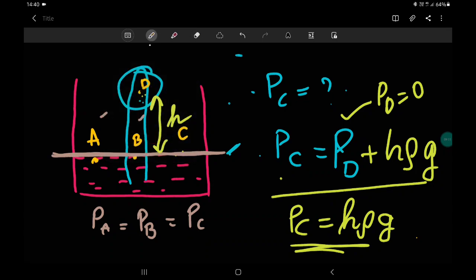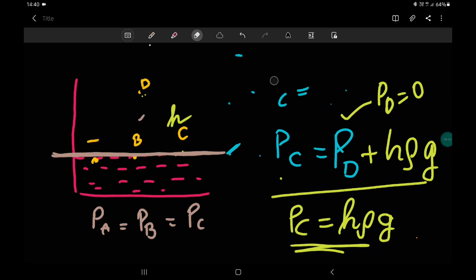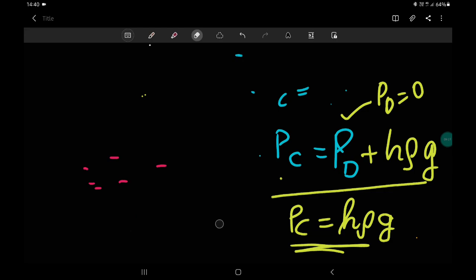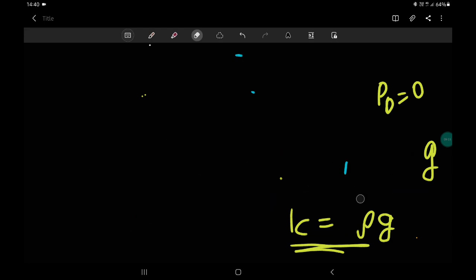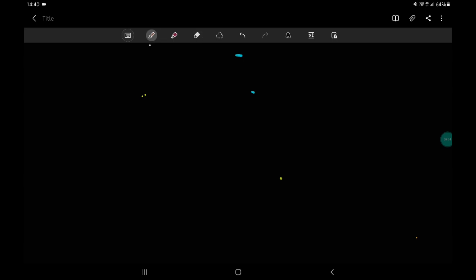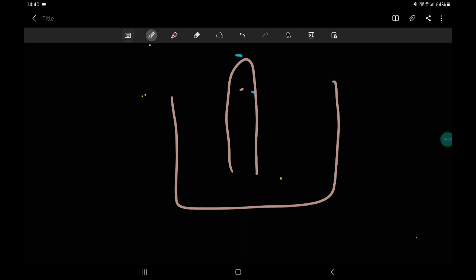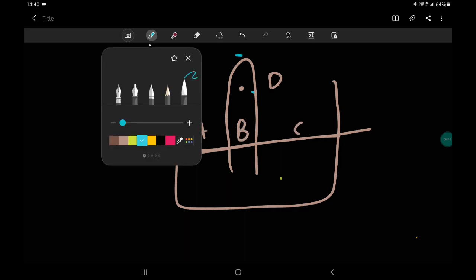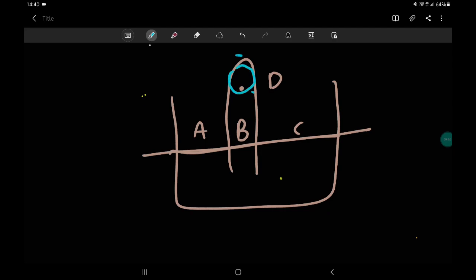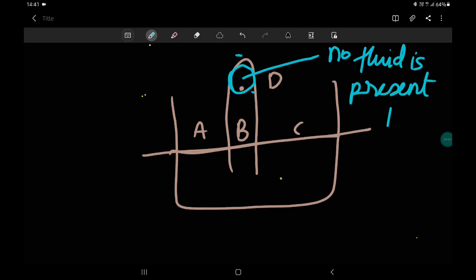I said that this is a closed vessel. Let me draw the diagram again neatly, and again we will talk about all the concepts. This was your vessel, your test tube, here was your D point, then here is your A, here is your B, here is your C. Let's first talk about the D point. Due to there being no fluid present in this area, the pressure is taken to be 0. So the pressure at D point was 0, right?